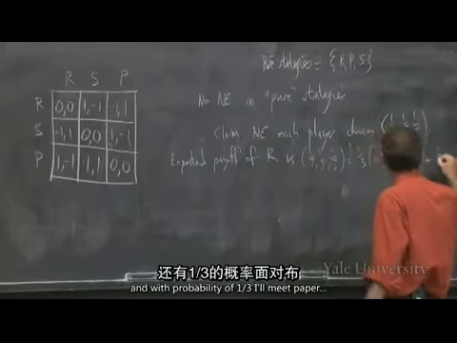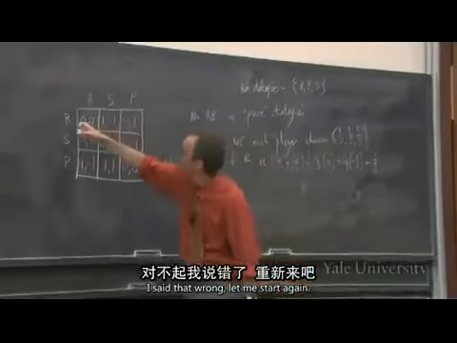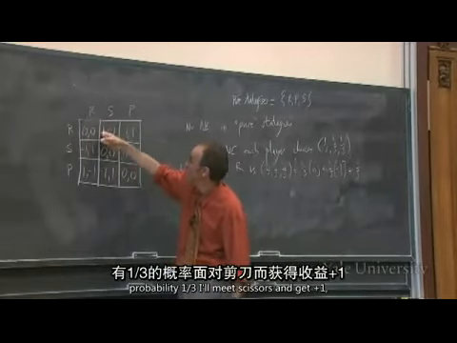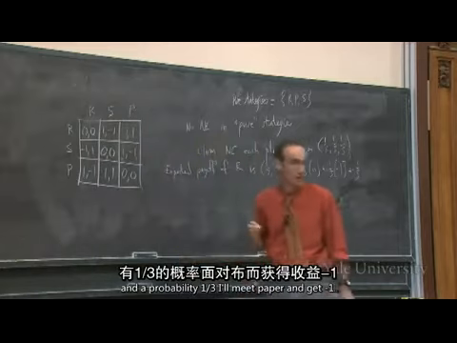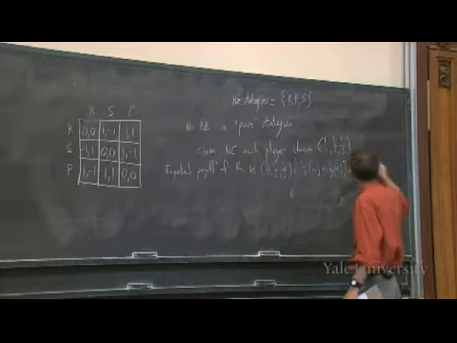And with probability a third, I'll meet paper, and sorry, I said that wrong. Let me start again. Probability a third, I'll meet rock and get 0. Probability a third, I'll meet scissors and get +1. And probability a third I'll meet paper and get -1. Is that right this time? That's +1, and that's -1.